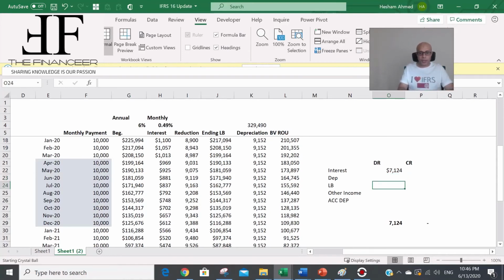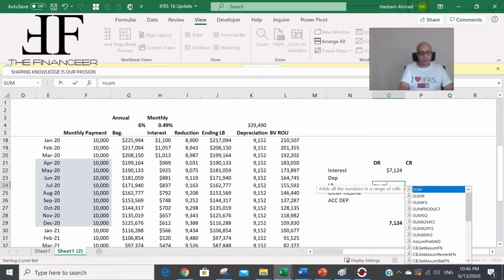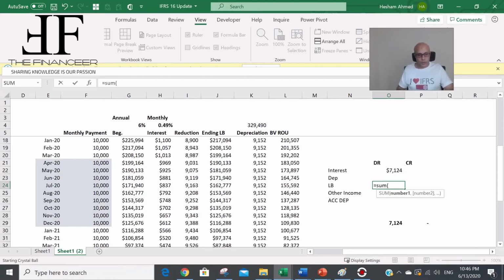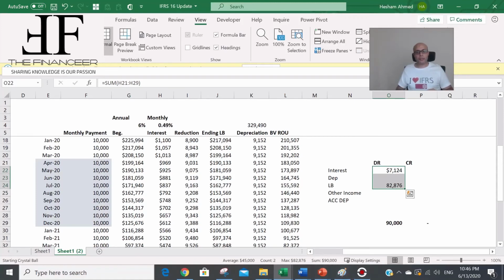So I'm going to say the lease liability will be reduced, so it will be debit. So I'm going to say the sum of the reduction here in the lease liability for this period that's agreed between me and the lessor. So this will be the value of the reduction in the lease liability. The total value of these two figures is 90,000.